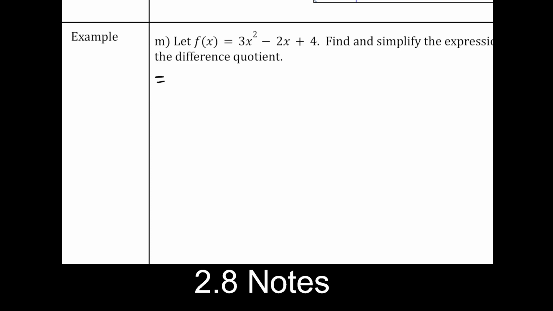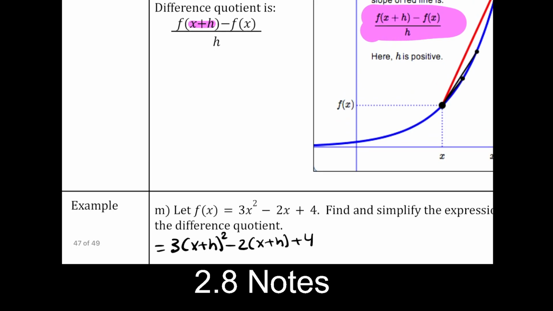So I'm going to take my function f of x, and I'm going to plug in x plus h everywhere I see x. So I have 3 times (x plus h) squared, minus 2 times (x plus h), plus 4. That is my function that I start with, f of x plus h plugged in. Then I want to subtract. The next chunk is minus f of x.